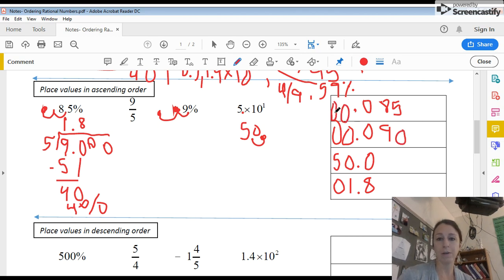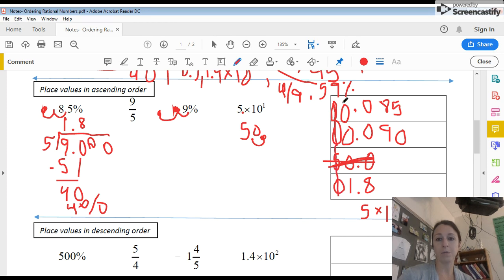All right, so in the first column, we have 0, 0, 5, 0. So 5 is going to be the biggest. You could go ahead right away, since you know 5 is going to be the biggest. That one came from our scientific notation. You could go ahead and write it at the end: 5 times 10 to the first. And then let's get rid of that one. Okay, 0, 0, 0. So these are all equal now.